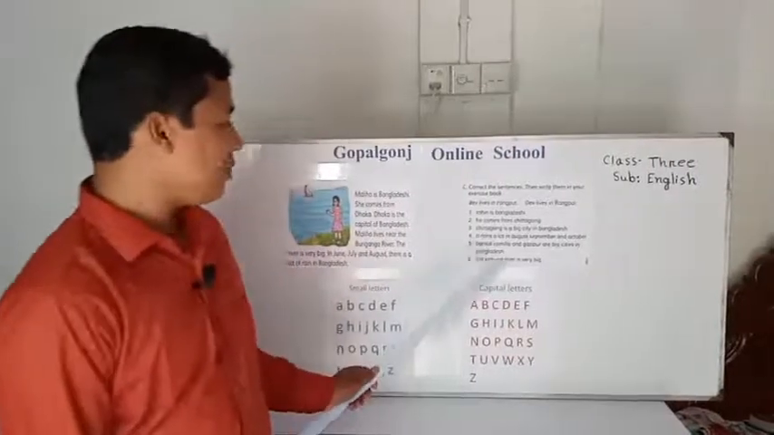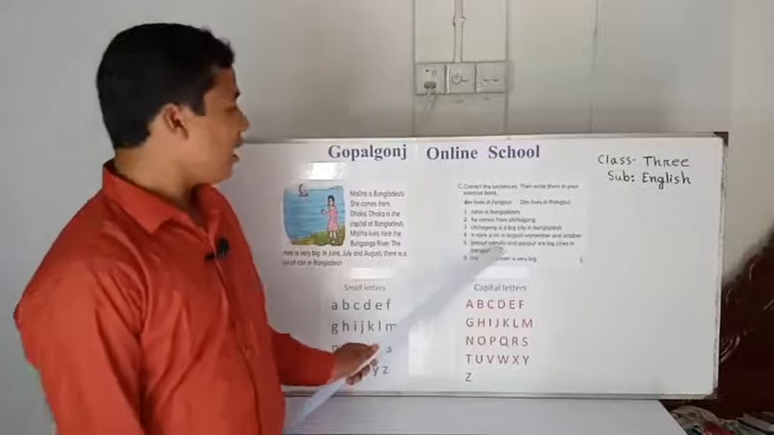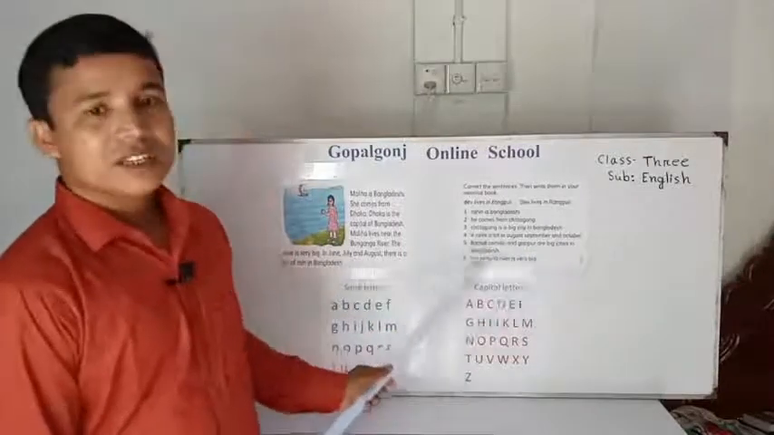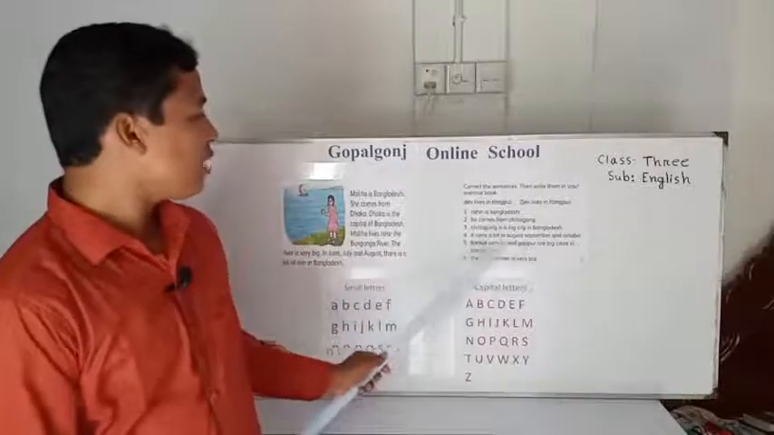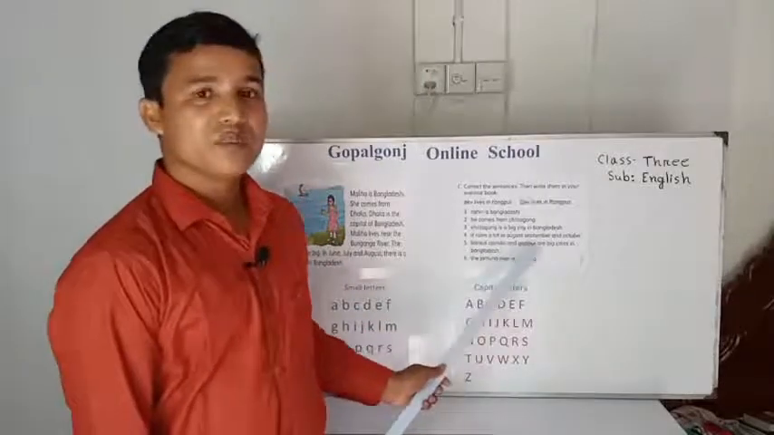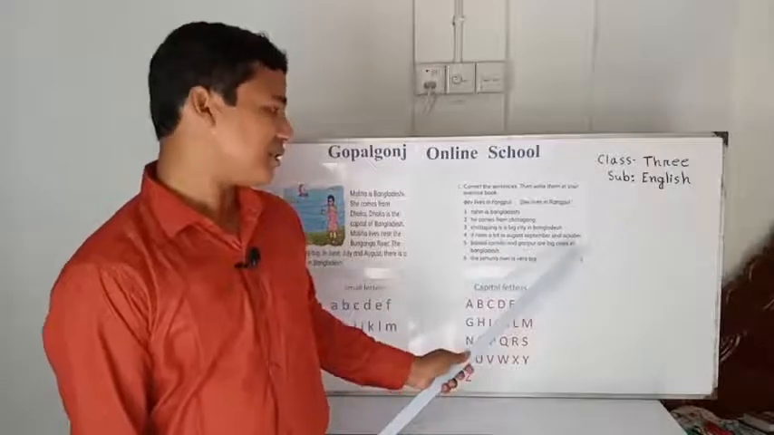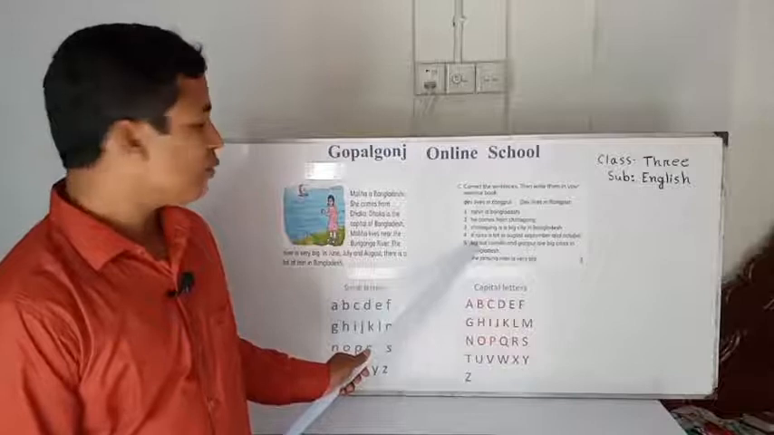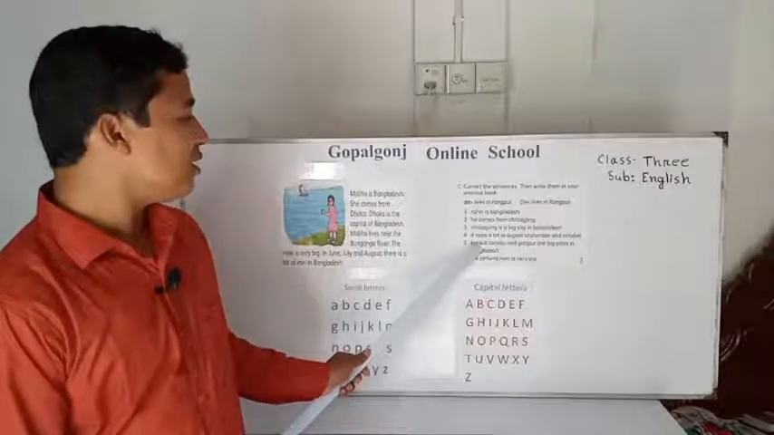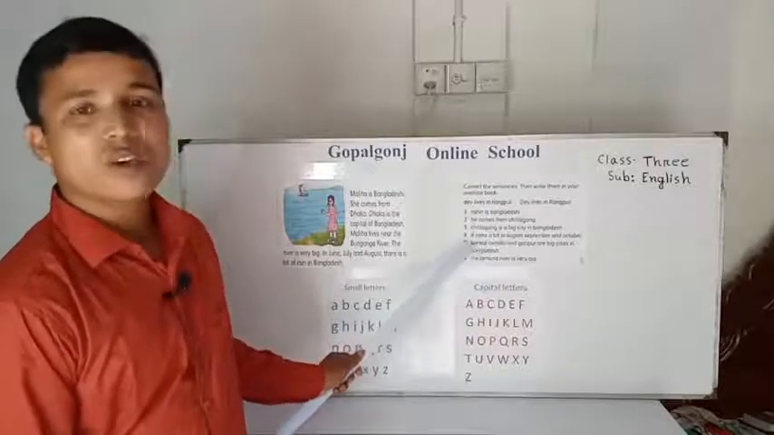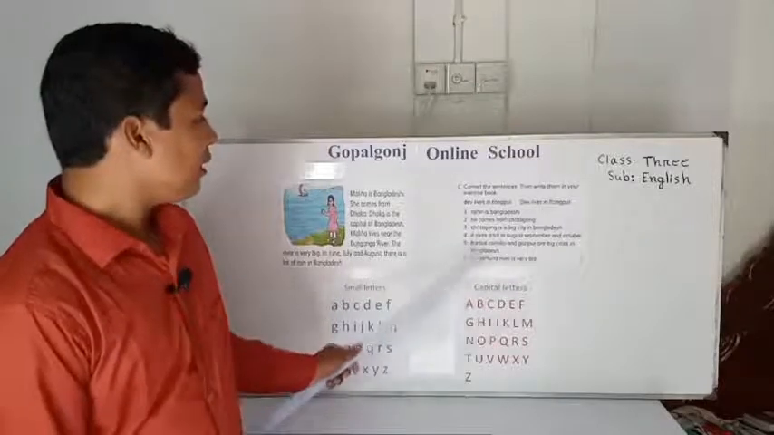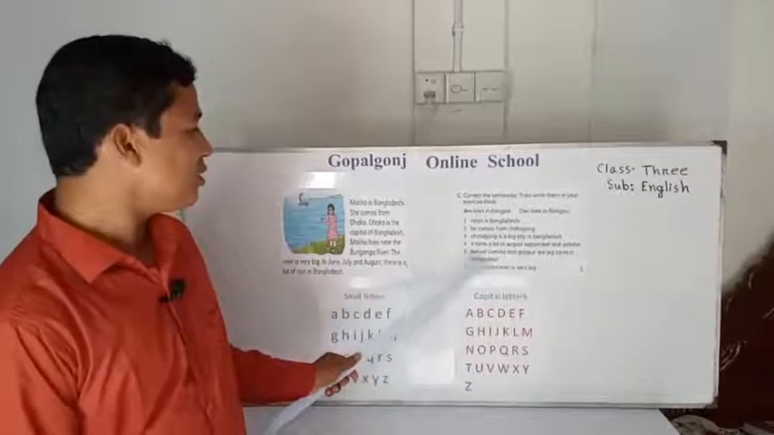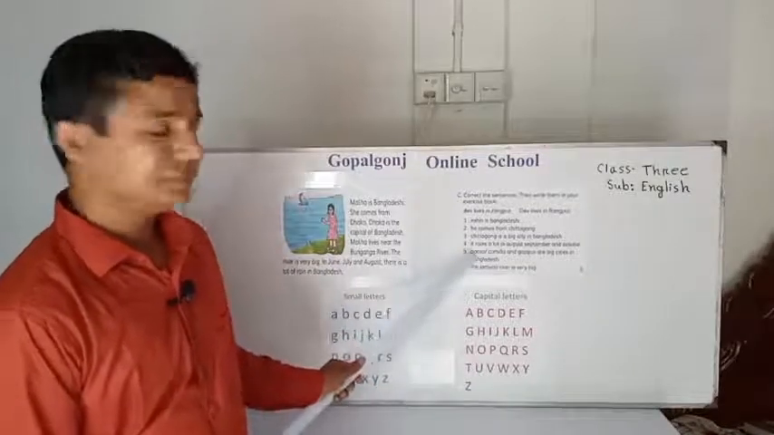Number 5. Borishal, Kumilla and Gazipur are big cities in Bangladesh. Dear students, you know that Borishal, Kumilla and Gazipur all are big cities in Bangladesh like Dhaka and Chittagong. So the first word, Borishal. Borishal is the name of a city. For this reason, here Borishal's B will be in capital letter. And also Borishal is the first word of this sentence.